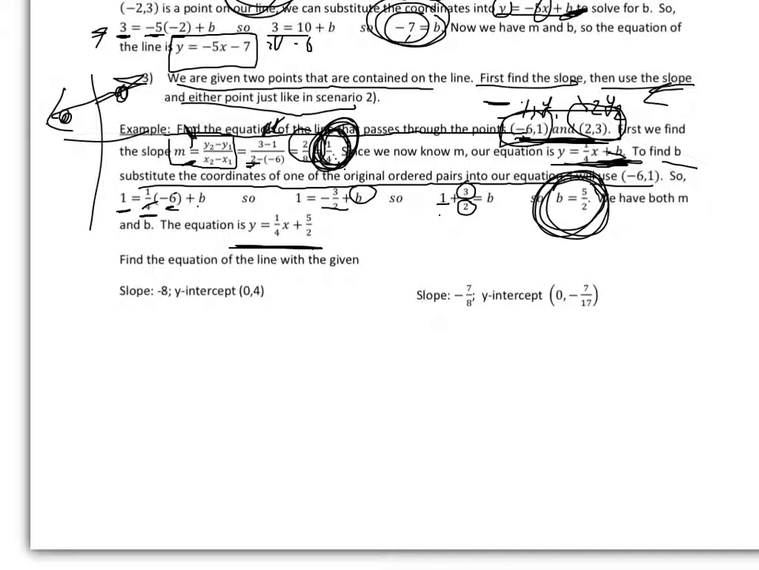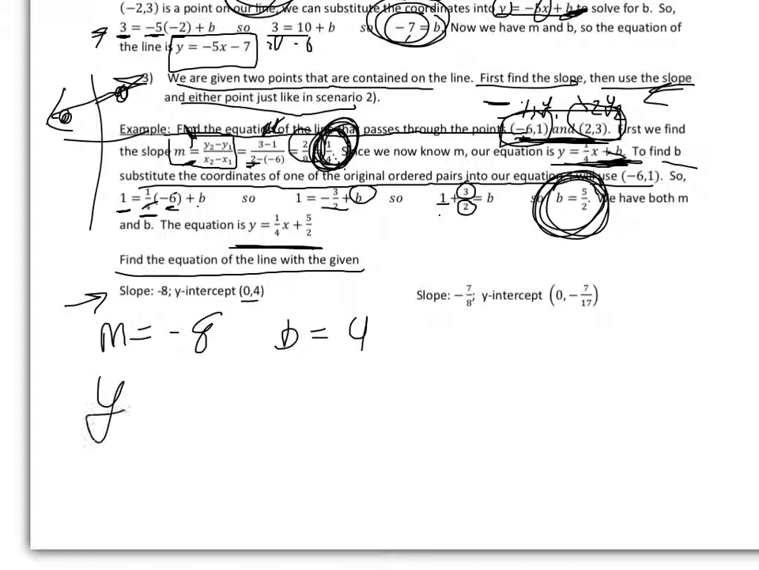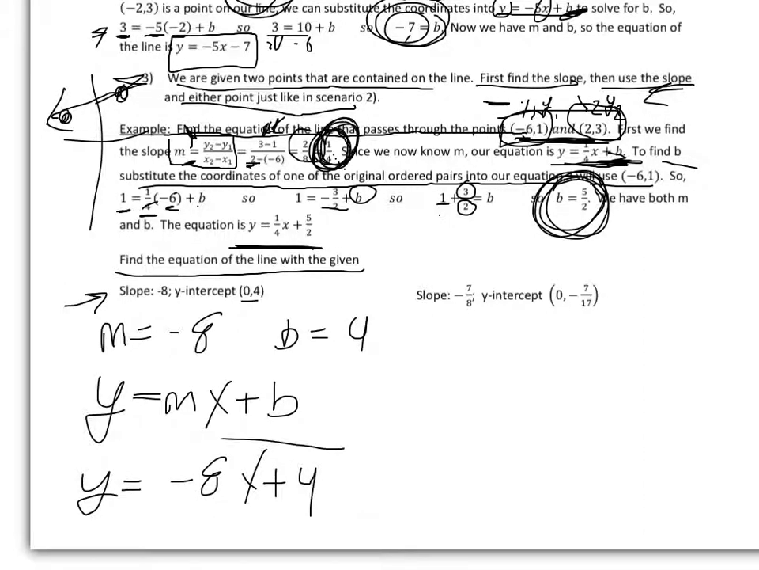So let's just practice a couple of these really quickly, and then we'll get on to the next one. Now, we're finding the equation of the line with the given characteristics. Here we want to find a line with a slope of negative 8. So our m equals negative 8. They tell us we have a y-intercept of (0, 4), so our b equals 4. So all we're doing is plugging our m and our b into our y equals mx plus b. So we have y equals negative 8x plus 4. And that's the equation of the line with slope negative 8, y-intercept (0, 4).